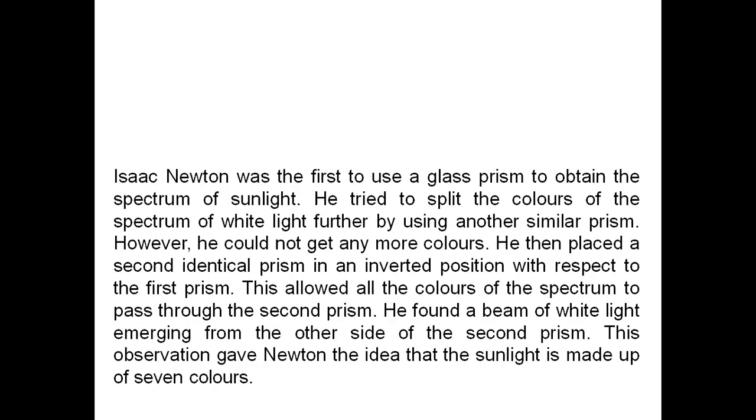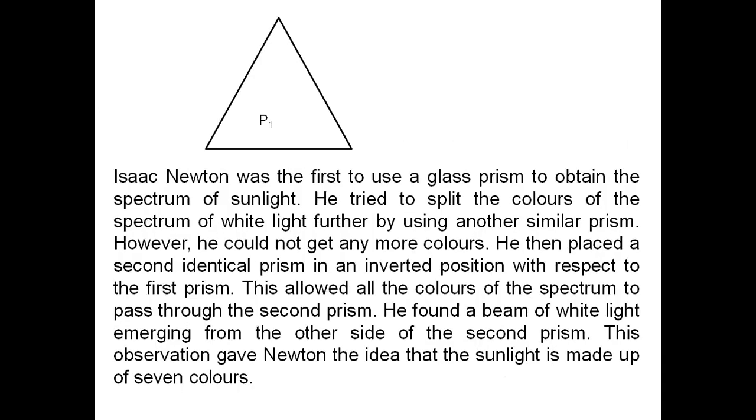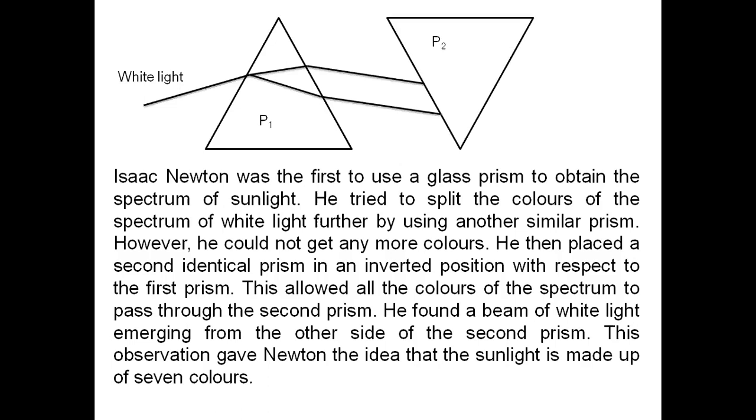Now, after we see 7 different colors, suppose we want a white light again. How is it possible? First, through prism P1 we pass white light, and then we see 7 different colors. But suppose we use a second prism P2, placed at a different angle. Now these 7 colors pass through prism P2, and definitely we again find white light. So it is a proof for Newton's experiment.